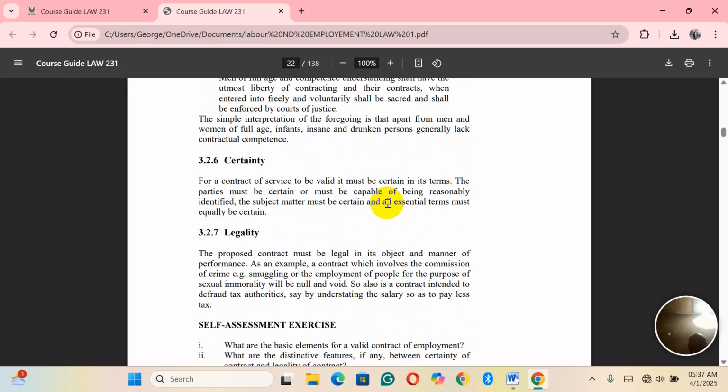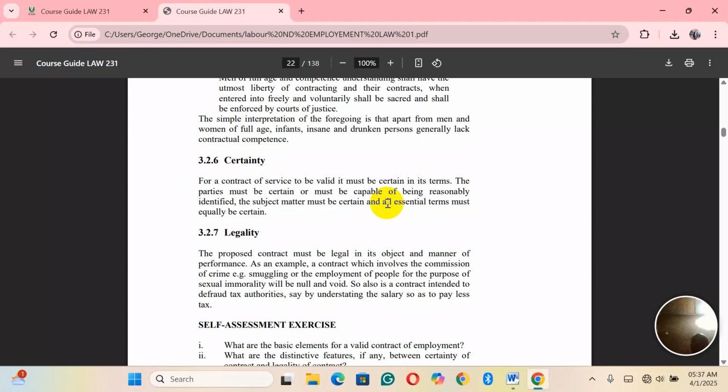Then we're also looking at certainty. For a contract of service to be valid, it must be certain in its terms. The parties must be certain, or must be capable of being reasonably identified. Then the subject matter must be certain, and the essential terms must also be certain.